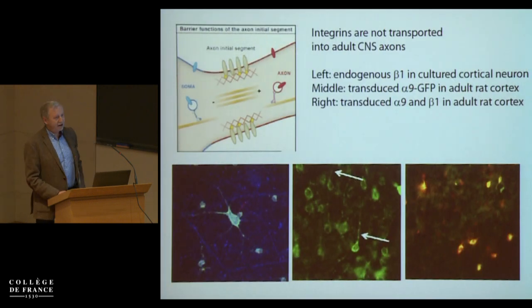But if we look at a central cortical neuron, the situation is very different. Here is a mature cortical neuron in a dish. This is the intrinsic expression of beta-1 integrin. You can see it in the dendrites. But here is a marker of the axon initial segment. The axon continues across the screen. The integrin is completely excluded from the axon. We see the same if we express an integrin in the cortex. Here's the apical dendrite. The axons contain no integrin at all.